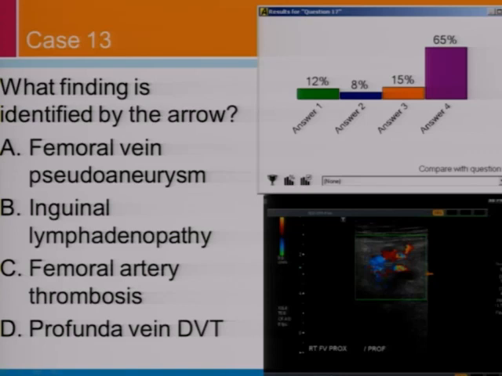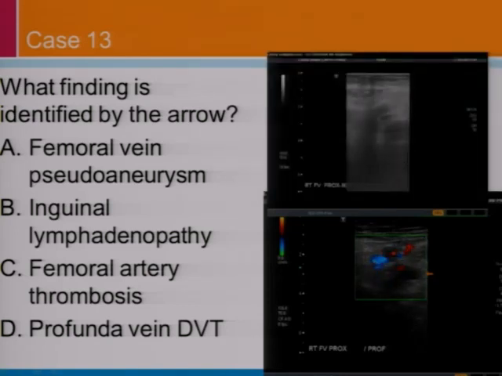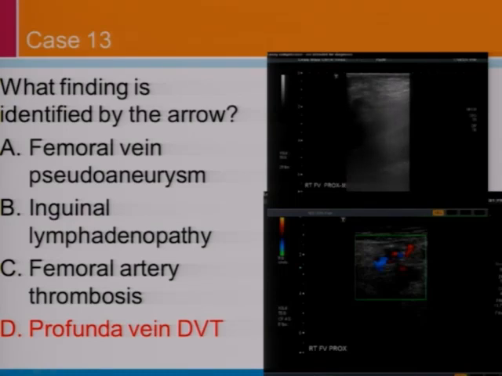Good. That's outstanding. So 2/3 of you recognize this. This is isolated thrombus in the profunda. Here's your femoral artery and femoral vein right here, and you can see that, we'll show it here, with compression, the femoral vein is obliterated. The profunda vein, however, is not, and on the color, you can see there's no color fill in the profunda, and this is a profunda vein DVT.